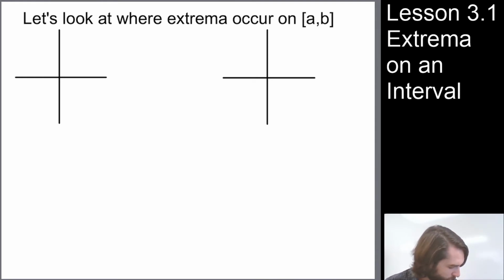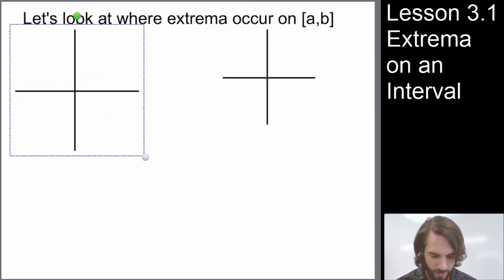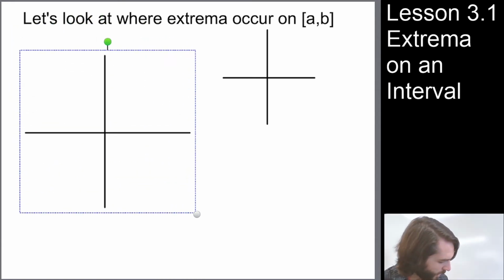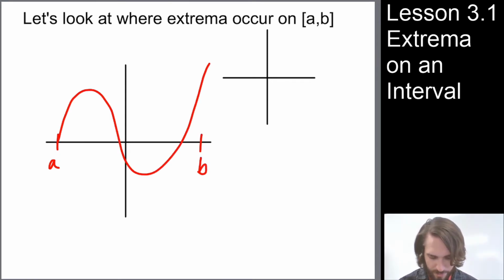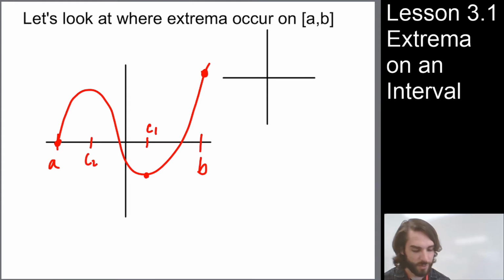Let's take a quick look at where some extrema can occur on an interval. This is going to look a lot like what I just did, but let's visualize it a little bit. We have A to B, and I'm going to draw a graph that looks like this. This is a closed interval, so these endpoints are included. Let's call this point right here C1, and this point here C2, and we'll see why.